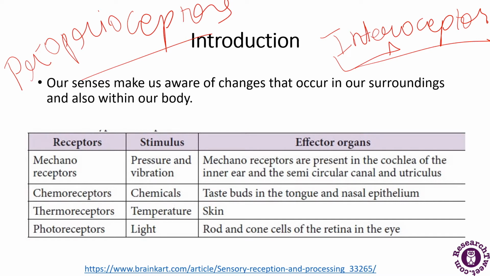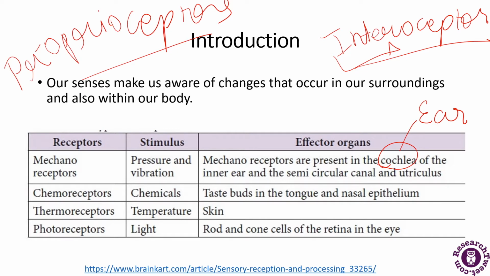In this particular table, there are receptors, there are stimuli, and there are effector organs. Now there are mechanoreceptors. The stimulus is pressure and vibration, and the effector organs where mechanoreceptors are present are the cochlea, which is part of the inner ear, and the semicircular canal and utriculus. Then there are chemoreceptors. The stimulus is chemical, and they are present in the tongue and the nasal epithelium.